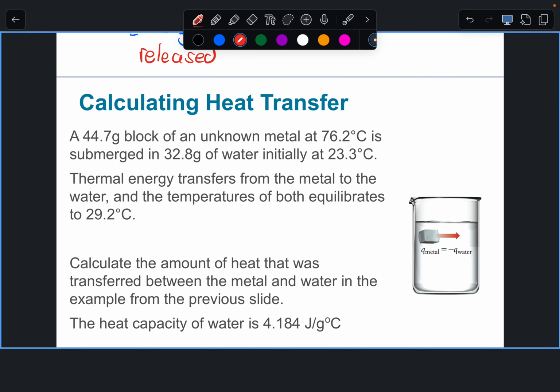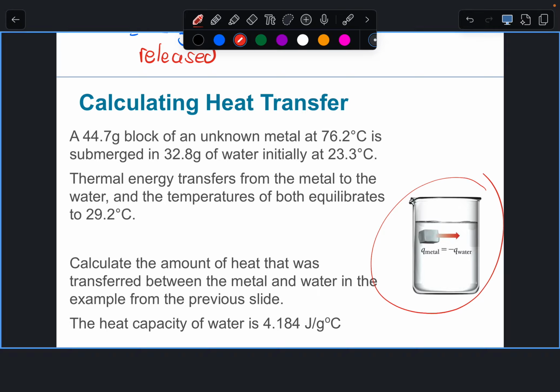I should have made this picture bigger, but in this situation here, we're going to take a chunk of hot metal. We don't know what the metal is, but we know its mass and its temperature, 44.7 grams, 76.2. So it was a hot piece of metal when we started. You stick it in water, a certain amount of water, 32.8 grams, and you know the temperature, and then you let them equilibrate.